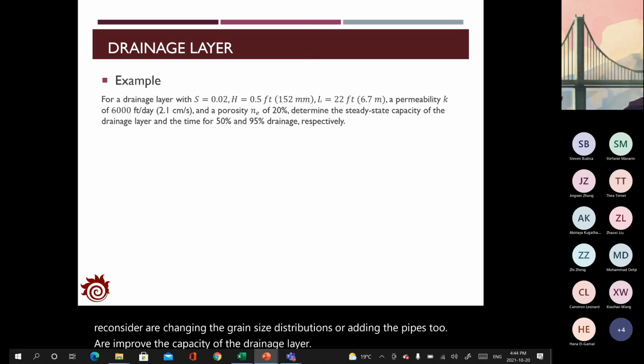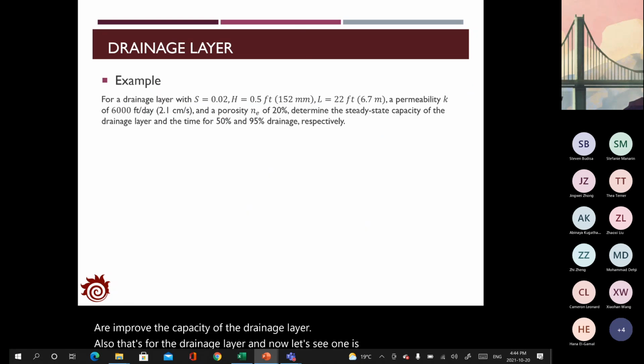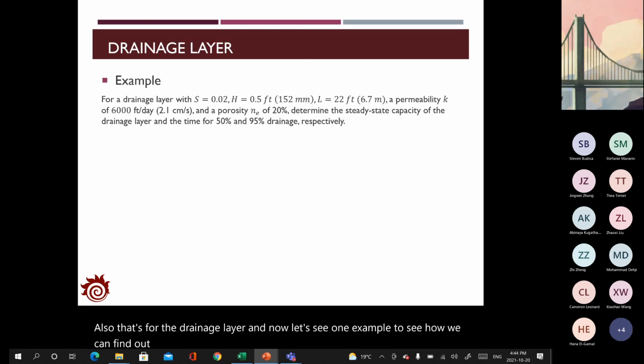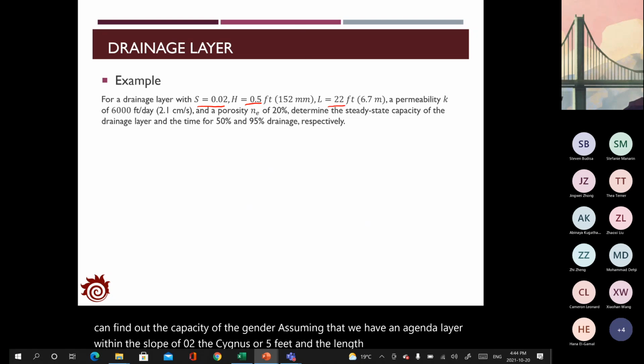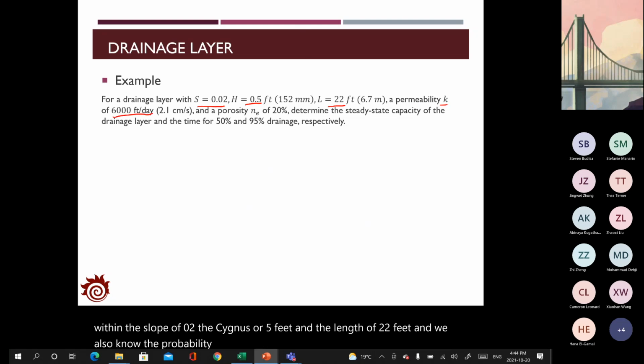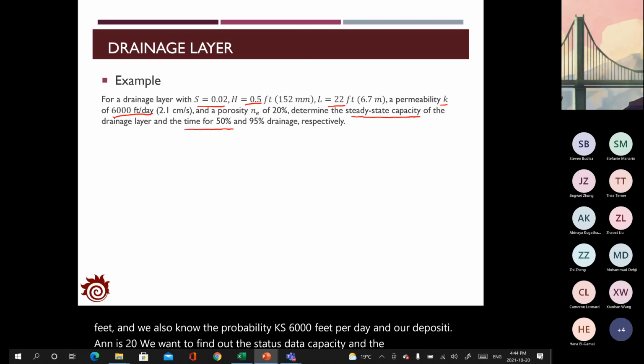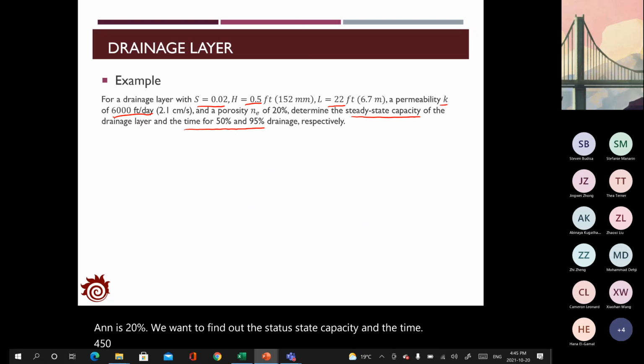So that's for the drainage layer. And now let's see one example to see how we can find out the capacity of the drainage layer. Assuming that we have a drainage layer with a slope of 0.02, a thickness of 0.5 feet, and a length of 22 feet, and we also know the permeability K as 6,000 feet per day, and the porosity N is 20%. We want to find out the steady state capacity and the time for 50% and 95% drainage.